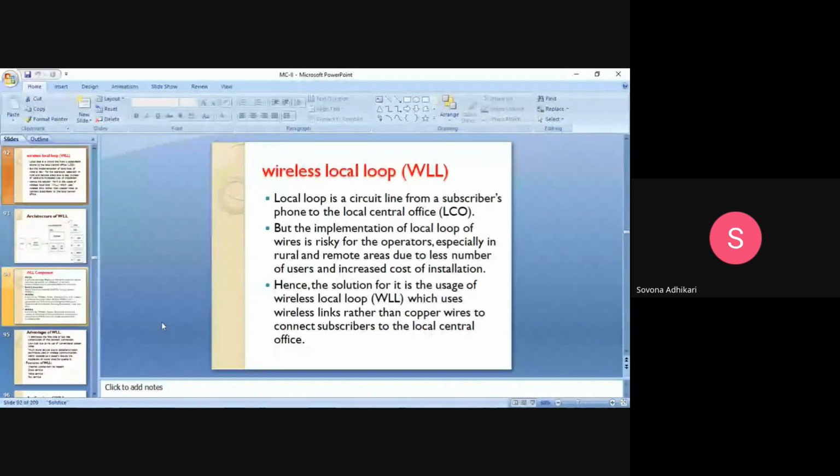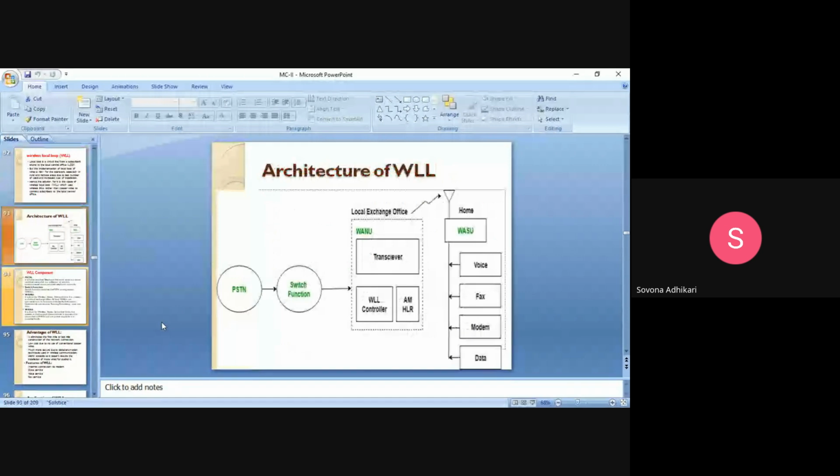Instead, we use the wireless local loop, WLL, which is wireless. It works the same as your copper wire, but it is wireless. So the solution is the use of the wireless local loop, which uses wireless links rather than copper wire to connect the subscriber to the local central office. So rather than copper wire, we use wireless local loop. Let us see how. You see, this is the architecture.